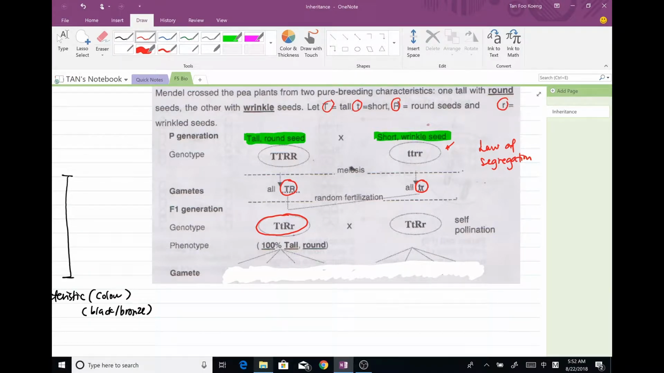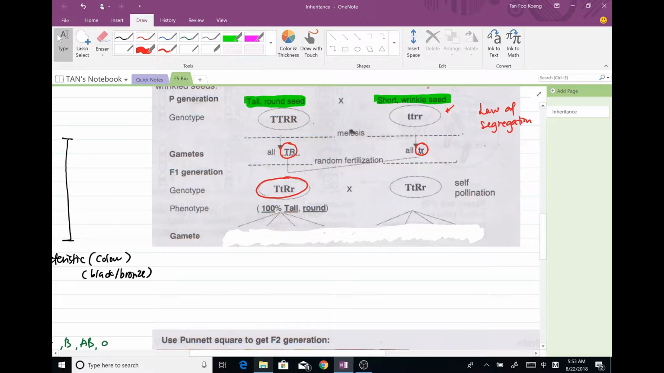But what happened to all the recessive traits? What happens to the round seeds, the ringed seed and the short plant? Where do they go? To find out, Mendel tried self-pollination between the F1 generation. So right now he crossed the F1 generation with another F1 generation of the same genotype.